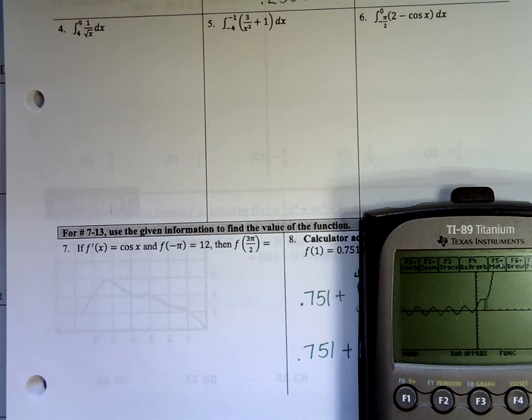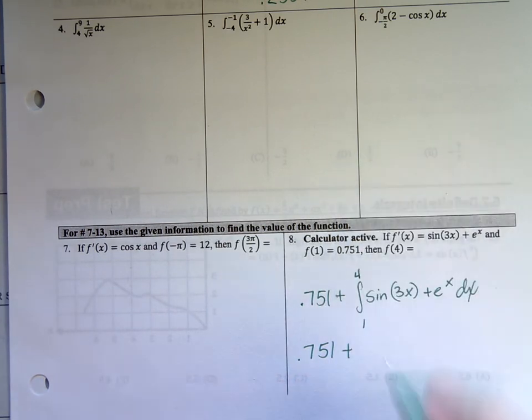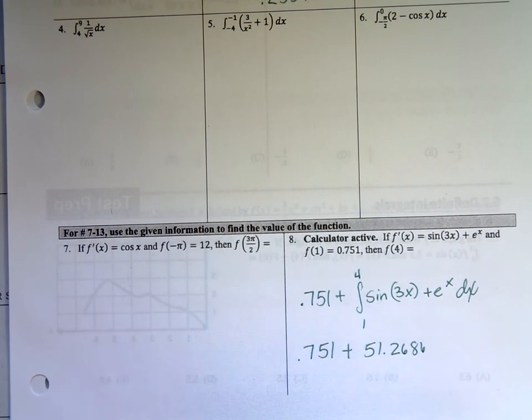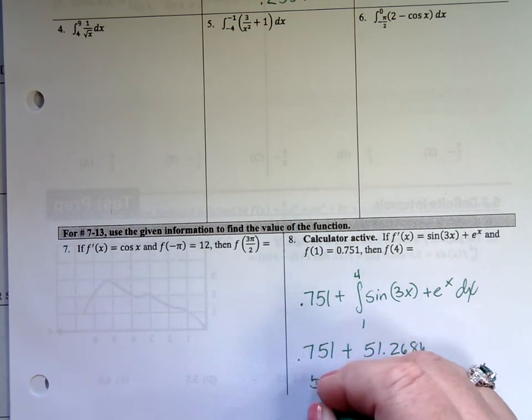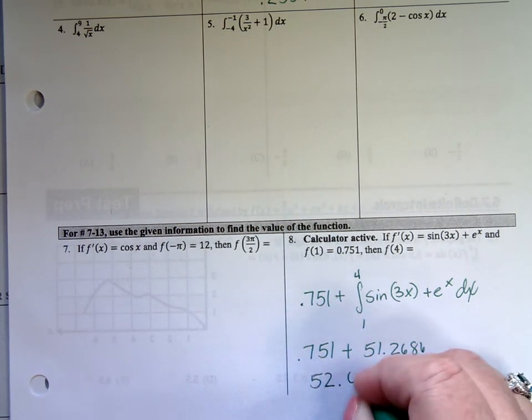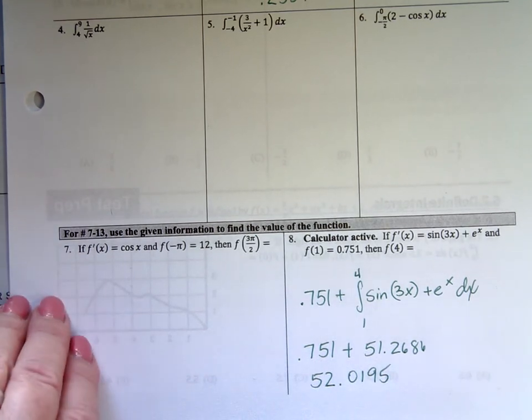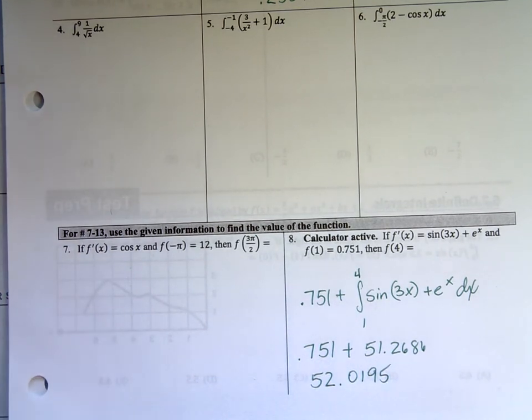There it is. So I get an answer that is 51.2686. And so if I add that with the 0.751 where I started, that gives me a value of 52.0195. All right, so that's how you're using your calculator to do those problems. All right, just a couple more, I promise.